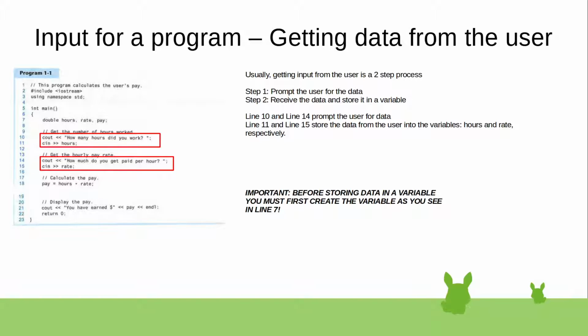This is very important. You cannot use hours or rate unless you've already defined them. There are some languages you could do that in, but C++ isn't one of them. It's strongly typed, so we have to make sure we go ahead and give it a type and give it a name before we use it. Okay? So that's it. That's how we get data from the user.